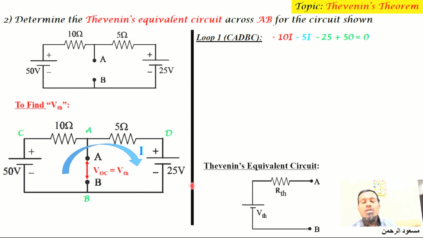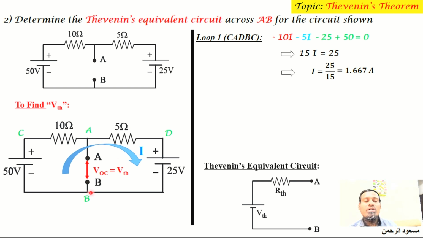Rearranging the terms, you will have 15I equal to 25, from which you can write the I value to be 25 divided by 15, which you can compute to be 1.667 amp. This is the current which is flowing through the considered loop.